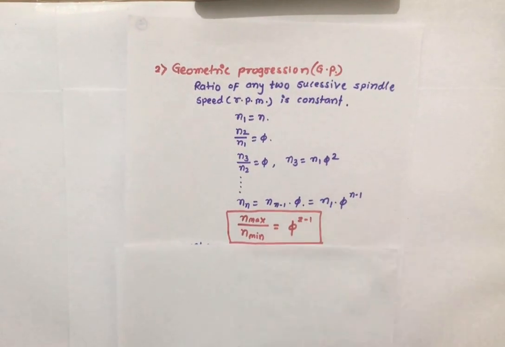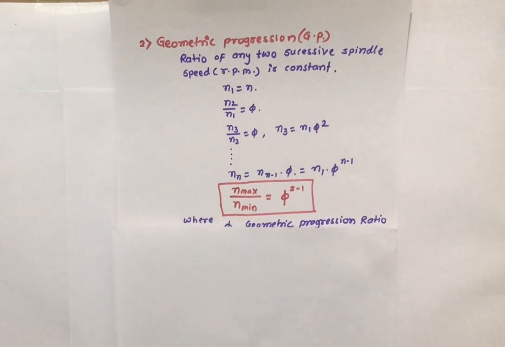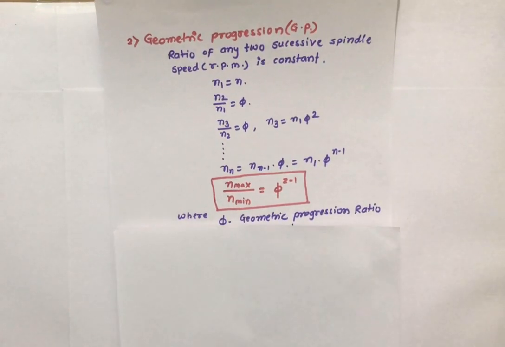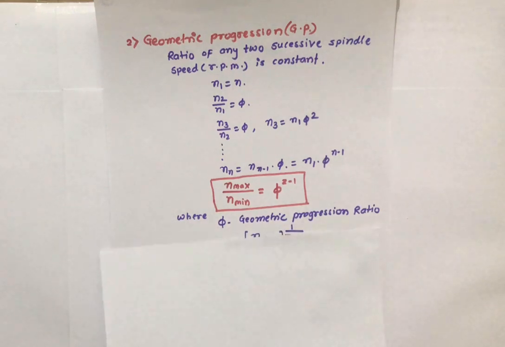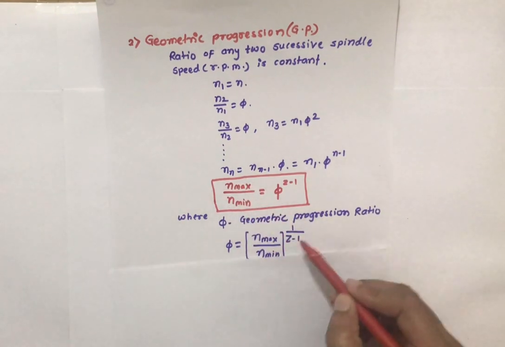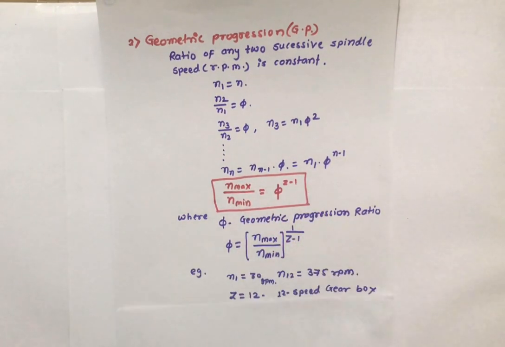Z is the number of speed steps, that is a 12 speed gearbox, 6 speed gearbox, 9 speed gearbox, where phi is the geometric progression ratio. There is another way: phi will be calculated as phi is equal to N max by N min raised to 1 upon Z minus 1.